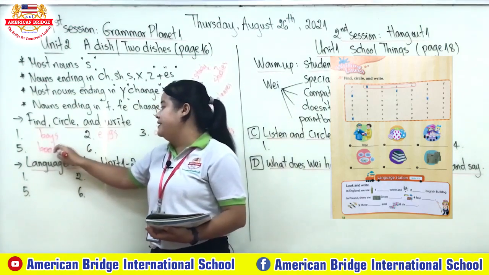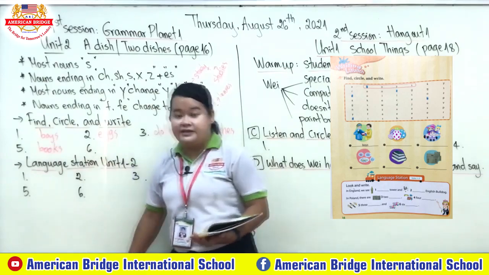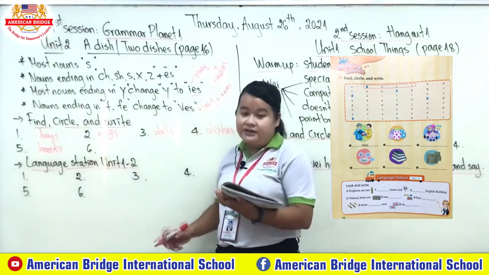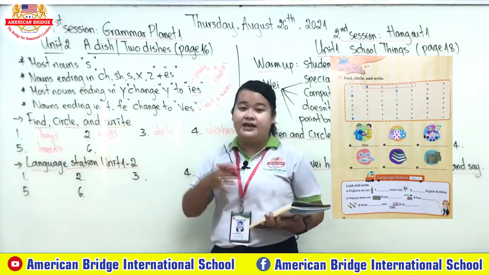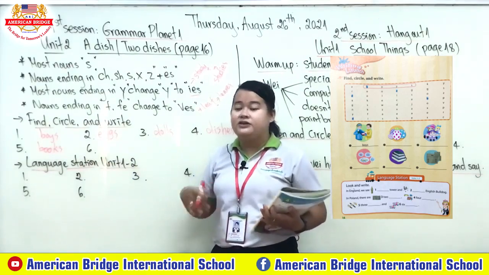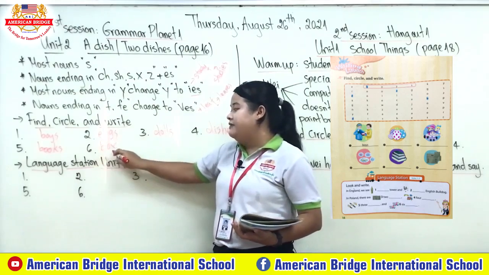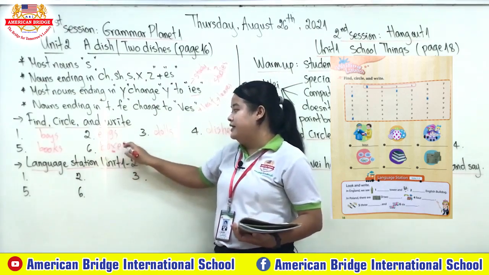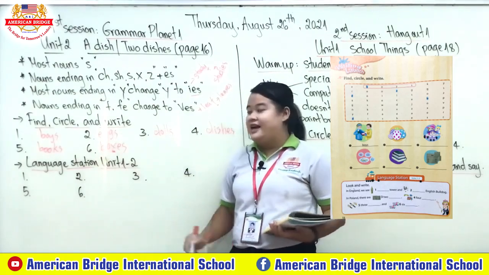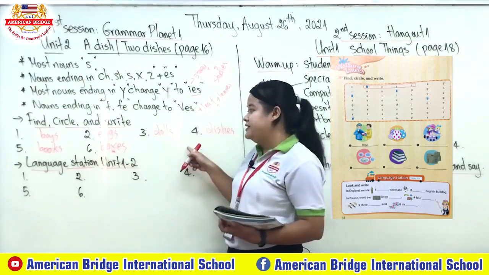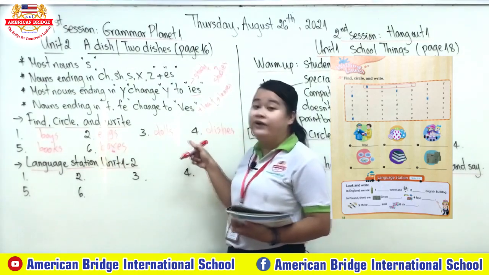Number 5 is book. We have so many books, so we need to add s. Number 6 is the thing you can put things inside and cover. That one is box, B-O-X. When we have x, we need to add es. So here is the first exercise, Find, Circle, and Write, already done.